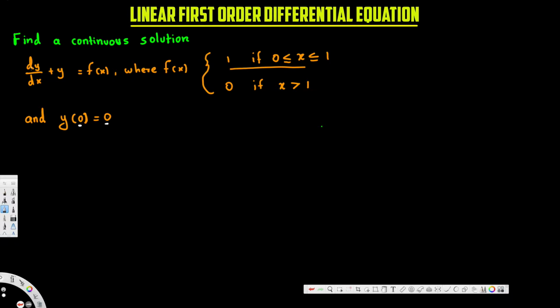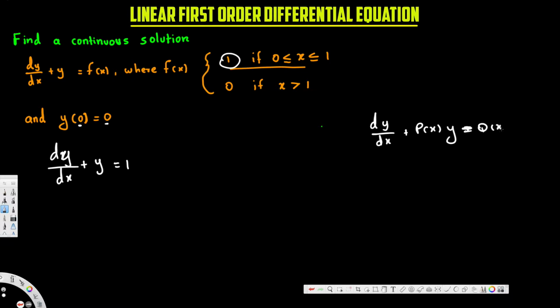Now in order to solve this one, first we have to write our first order linear differential equation, that is dy by dx plus y equals f of x. F of x is equal to 1 for the first one, so 1. Okay, now this is already in standard form, because the standard form of the first order differential equation should look like this: dy by dx plus p of x times y equals q of x. This is the standard form. If you look at this one, this is already in standard form, so we don't have to do anything.